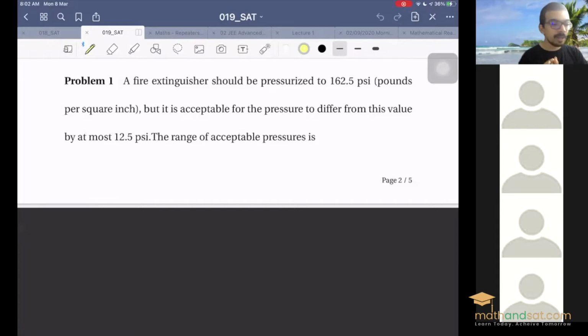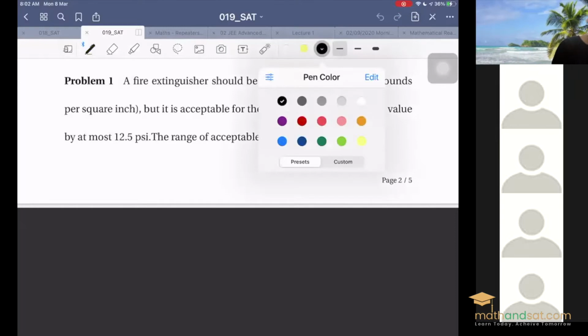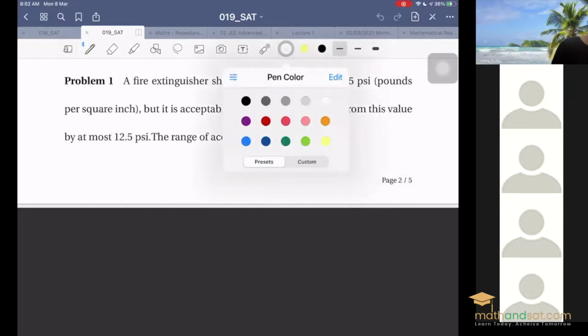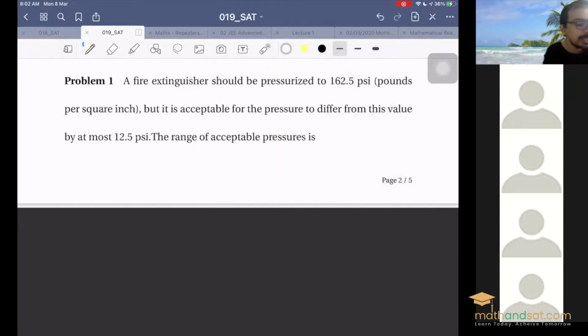Okay, please listen carefully. These kind of questions, the word problems, are very common in an SAT. So let's see this question. We have a fire extinguisher that should be pressurized to 162.5 psi, but it is acceptable for the pressure to differ from this value by at most 12.5 psi. The range of acceptable pressure is.